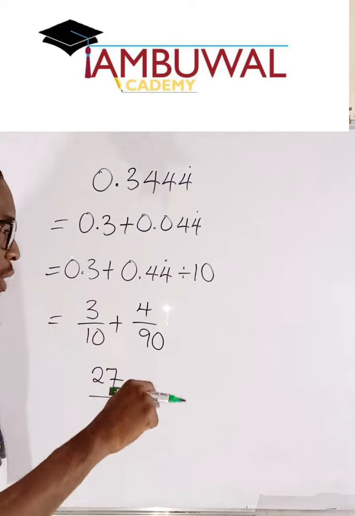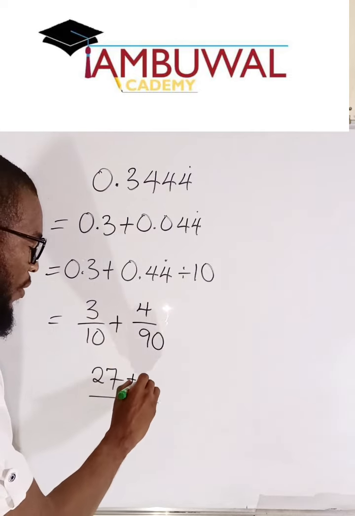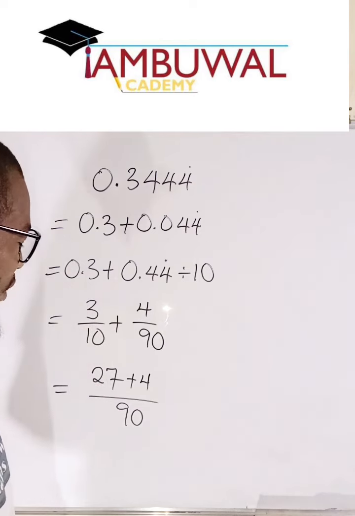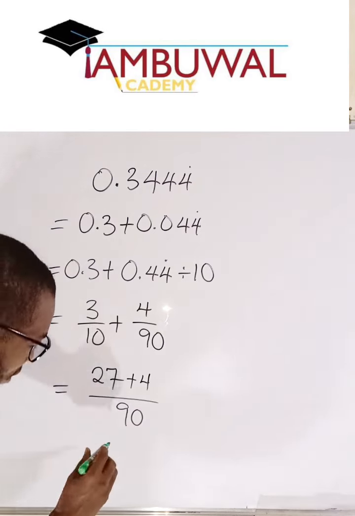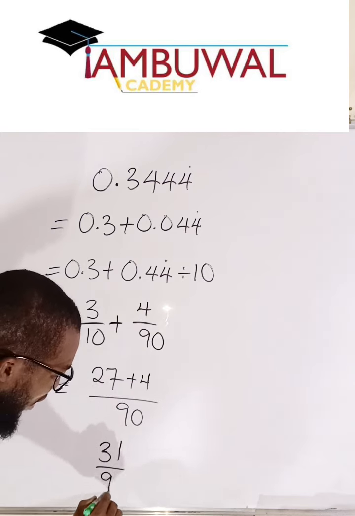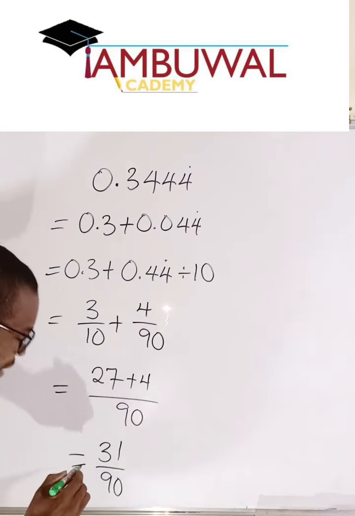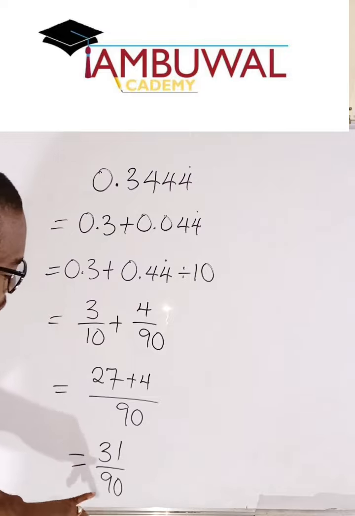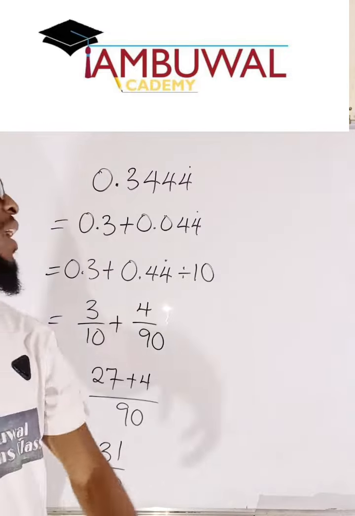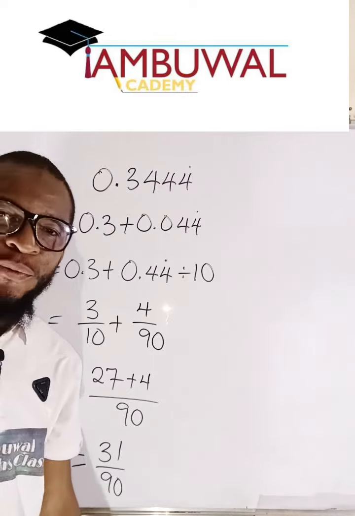90 into 90 is 1. 1 times 4 is 4. 27 plus 4 will give us what? 31, right? So this is 31 divided by 90. Is there anything that can divide? I don't think so. So 31 divided by 90 is exactly the same thing as 0.344444.